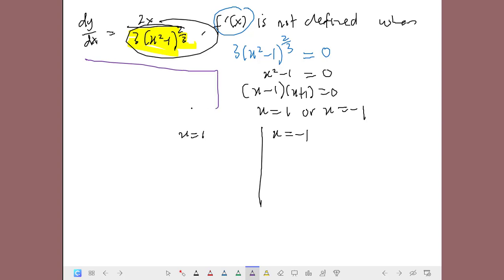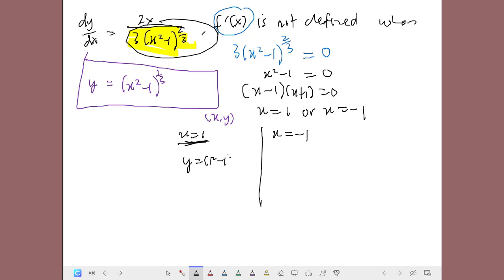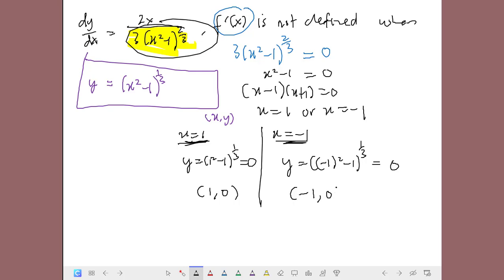The function is y is equal to x squared minus 1 to the power of 1 over 3. We want to find the point, which means we want to find x, y, so substitute into y. When x is equal to 1, y is equal to 1 squared minus 1, which is 0. When x is equal to -1, y equals -1 squared minus 1 to the power 1 over 3, also 0. So the critical points are (1, 0) and (-1, 0).